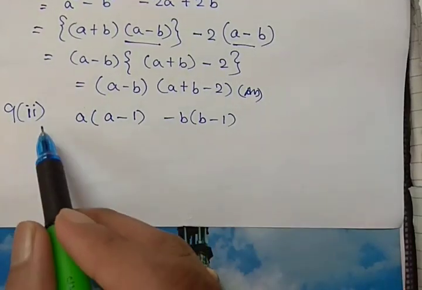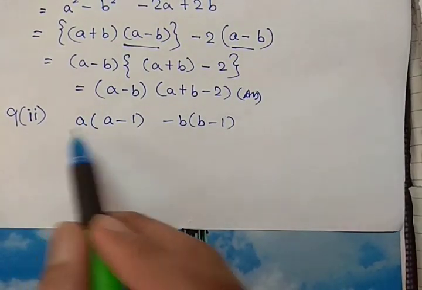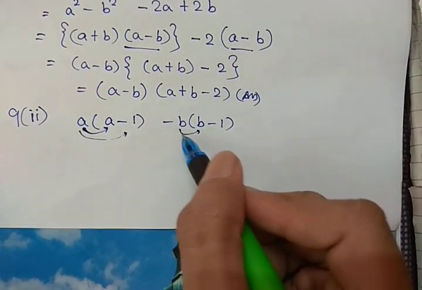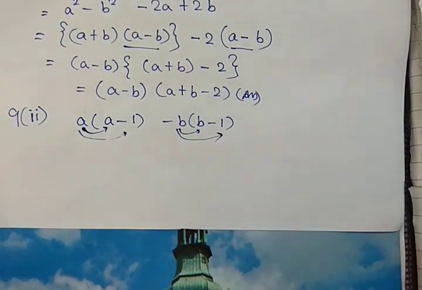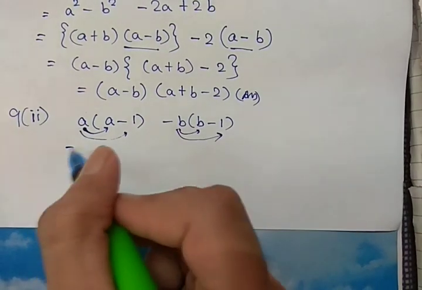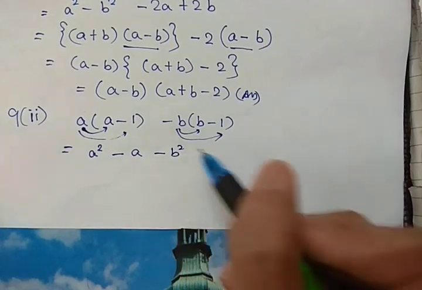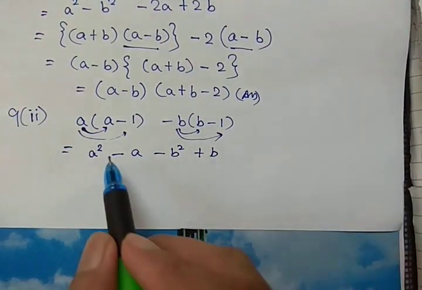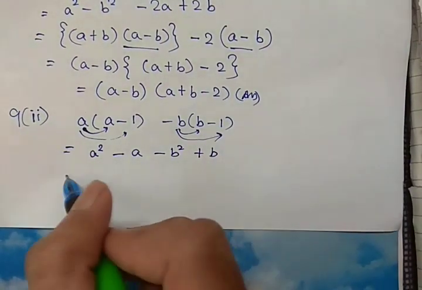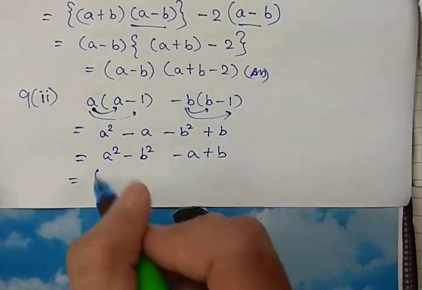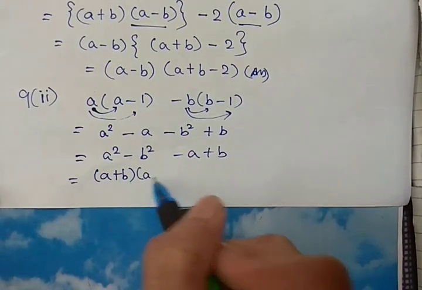Okay, so let us try the second part of sum 9. In the same way we will multiply a with a and a with minus 1, minus b with b, minus b with minus 1. This becomes a square minus a minus b square plus b. In the same way a square minus b square can be grouped. Therefore a square minus b square minus a plus b. Now a square minus b square becomes a plus b into a minus b.